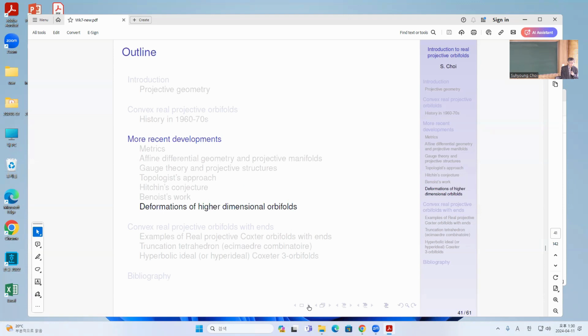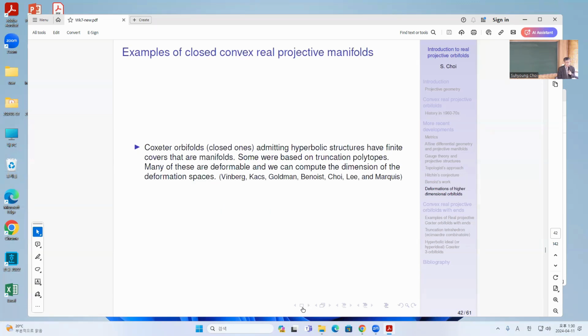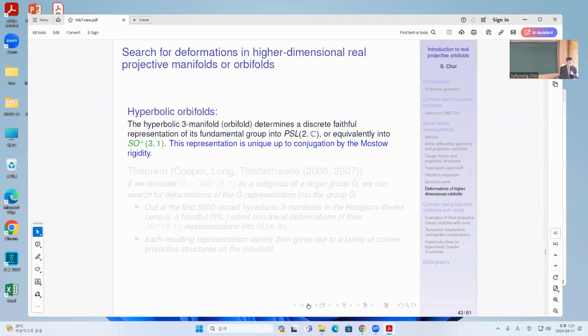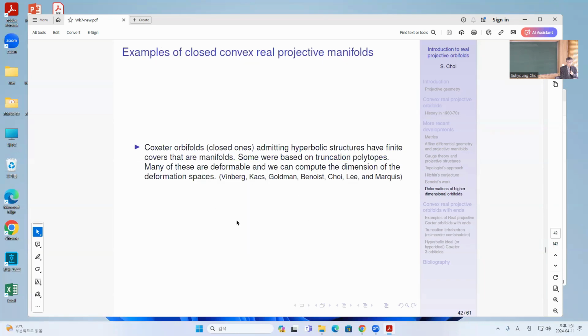Okay, and so we want to get more closed convex real projective manifolds. The Coxeter orbifolds, usually the closed ones admitting hyperbolic structures, have finite covers that are manifolds. Some were based on truncation polytopes, and many of these are deformable, and you can compute the dimension of the deformation spaces. These were studied by Vinberg and so on. The Coxeter orbifold case is the simplest one you can start studying on this kind of topic.